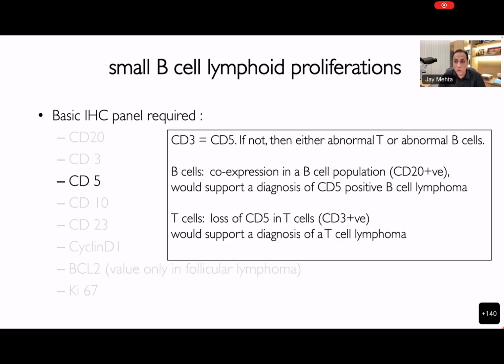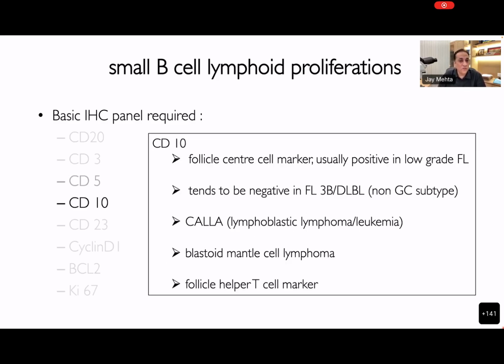I told you the abnormal B cells would be CLL or mantle cells. You can do CD23 and CD5, or you can do CD5 and cyclin D1, and that would tell you if it's a CLL or a mantle cell lymphoma. If the expression doesn't match CD3 and there's a loss of CD5 in the cells corresponding to the CD3 positive T cells, that supports a diagnosis of a T cell lymphoma. Suffice to say that they would be CD20 negative.